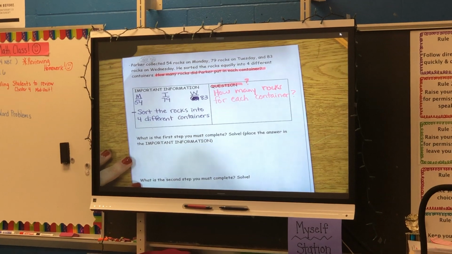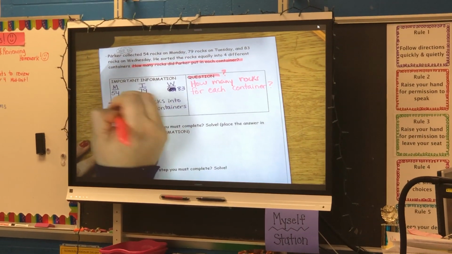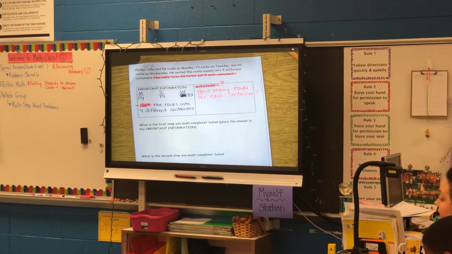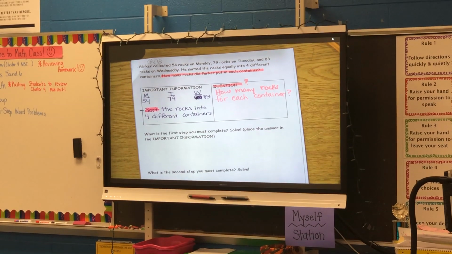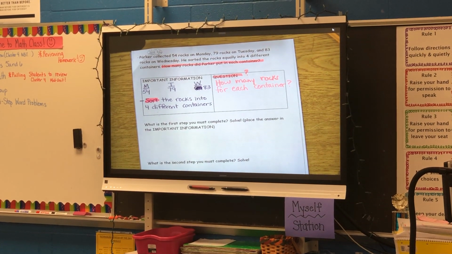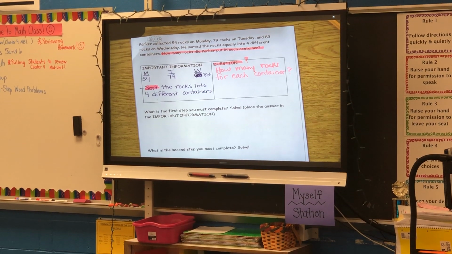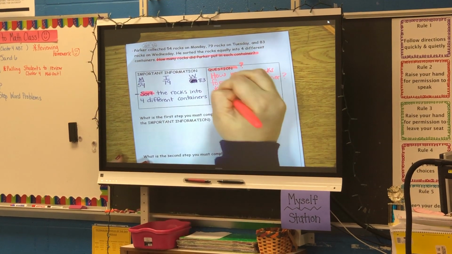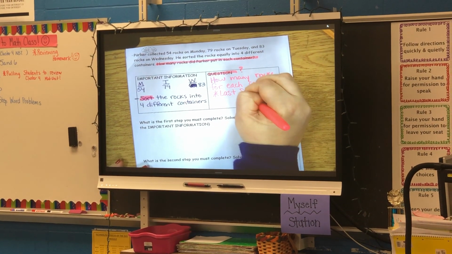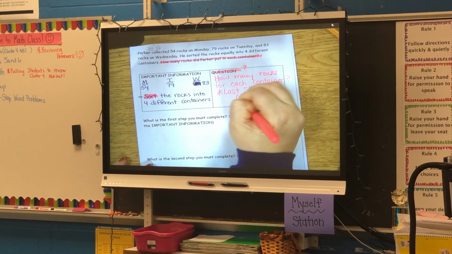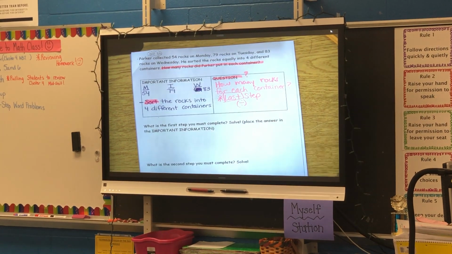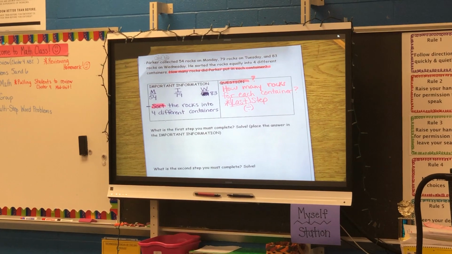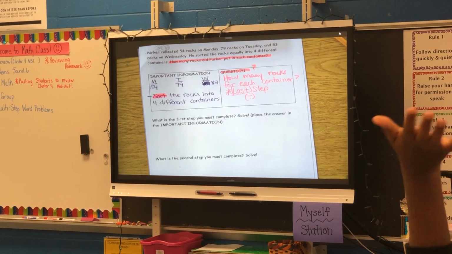And so tell me about this word sort. What other words does it remind us of? Separated. Separating. Okay, so when we see the words separating or splitting up or sorting, in math talk, what does that mean? Dividing. So we can infer that our last step is to divide. Not necessarily our first step, but to answer that final question, we have to divide.